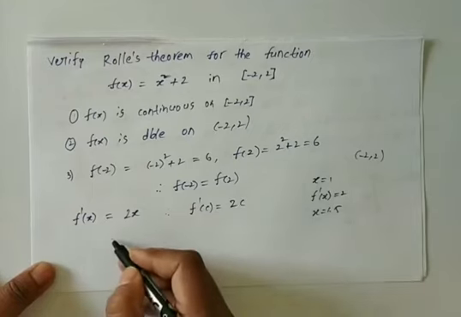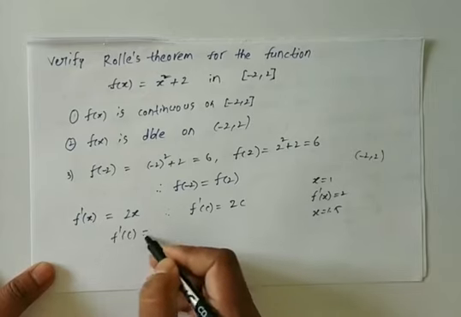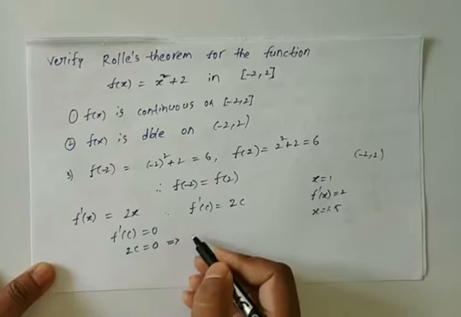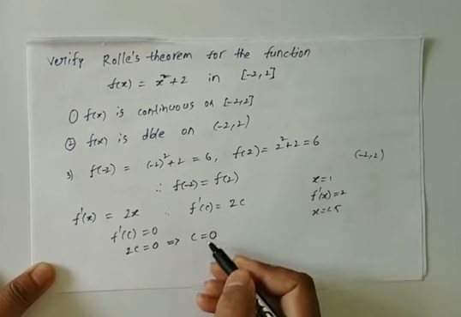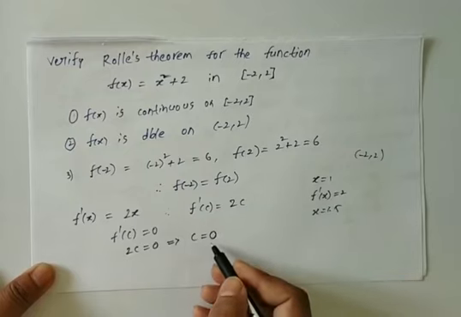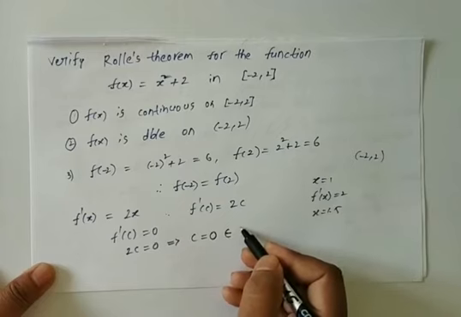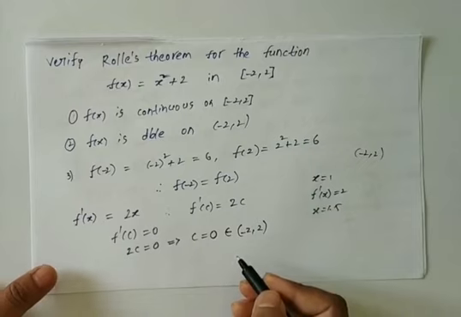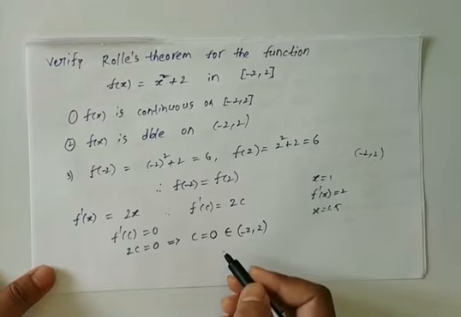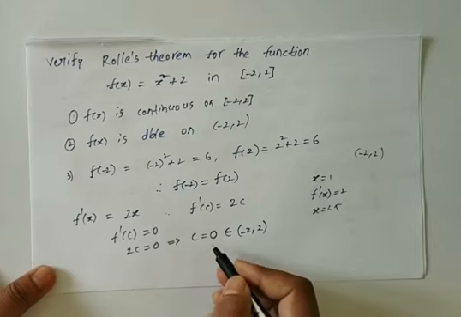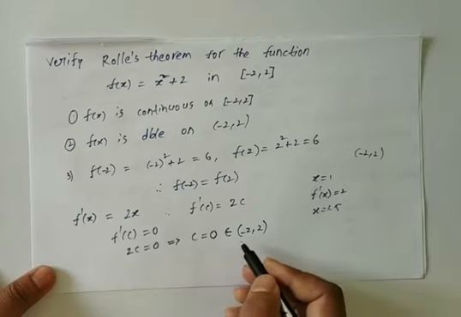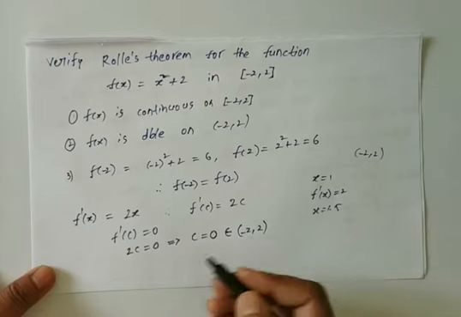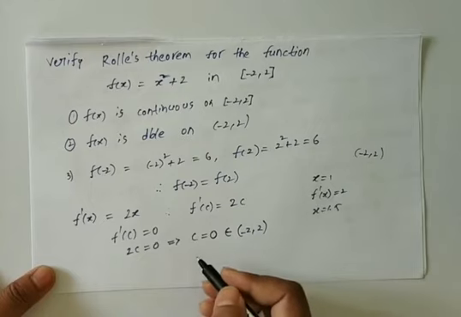Next, take f dash c is equal to 0. f dash c is equal to 0 is nothing but 2c is equal to 0, which is nothing but c is equal to 0. We can see that c is equal to 0 lies in the open interval minus 2 comma 2. So we can say that Rolle's theorem is verified.